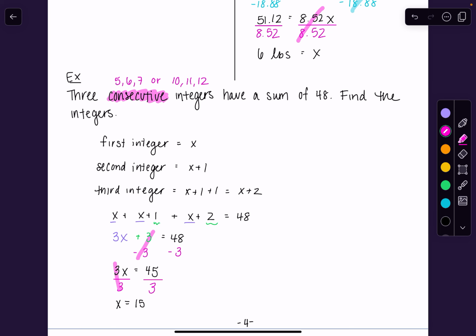Okay. So listing out my integers, go back up here. My first number is 15, which means my second integer is 16, and my third integer is 17. Okay. So these are the 3 integers that add up to 48. Okay. And again, if you take 48 and divide it by 3, it gives you 16.